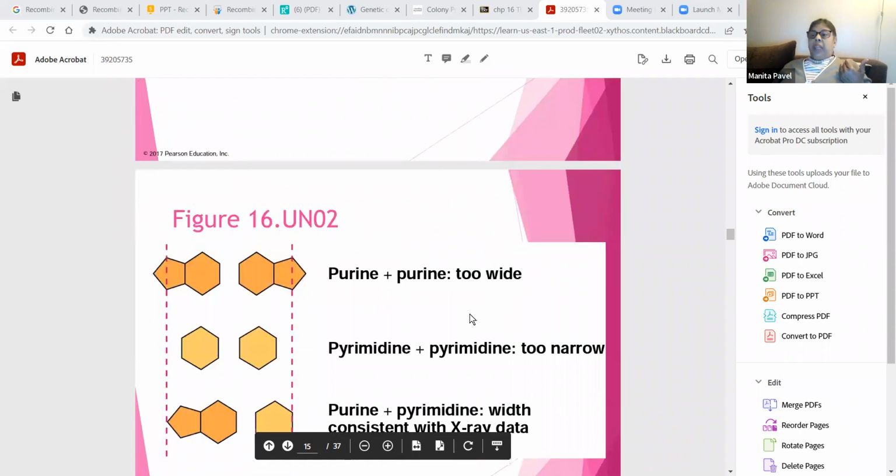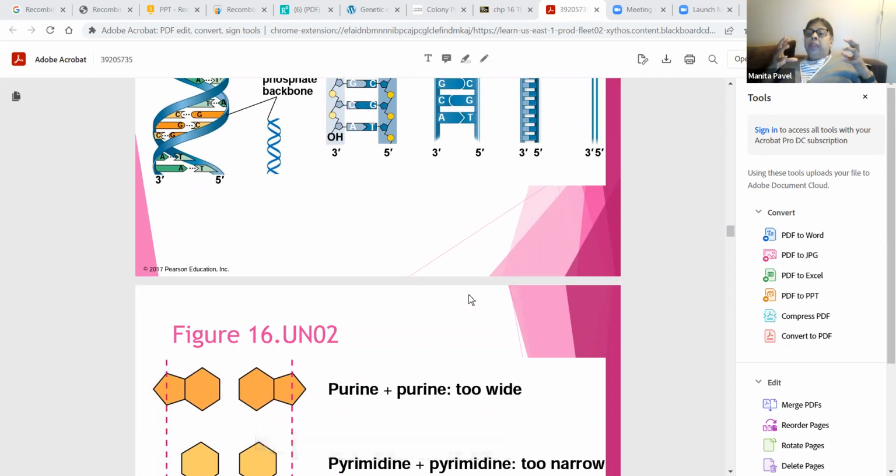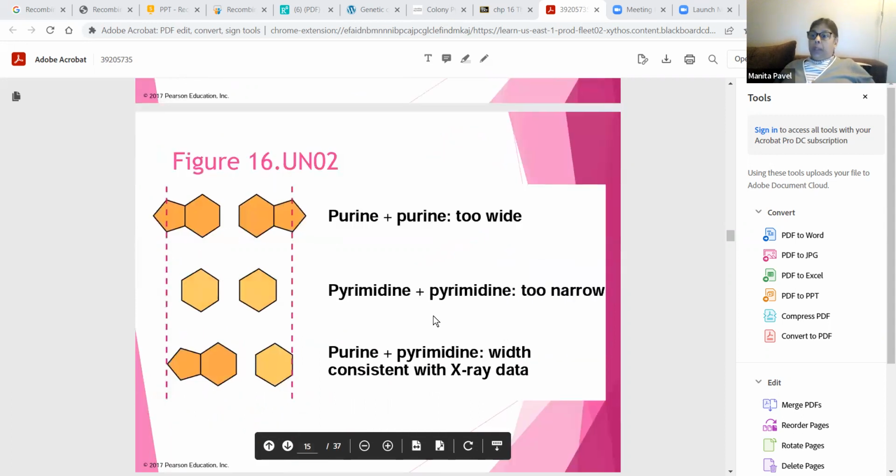So now we see, but how did Erwin Chargaff decide that it was one specific purine, adenine, pairs with thymine, a specific pyrimidine forming a double bond, and cytosine, a pyrimidine, pairs with guanine, a purine forming a triple bond? Because now they worked on the model.